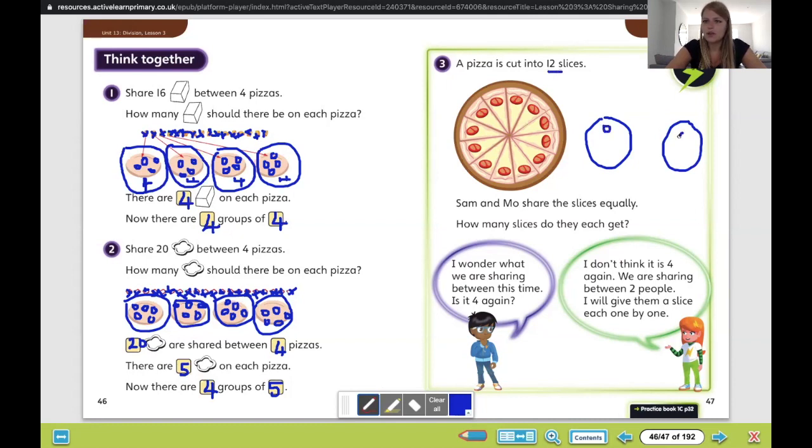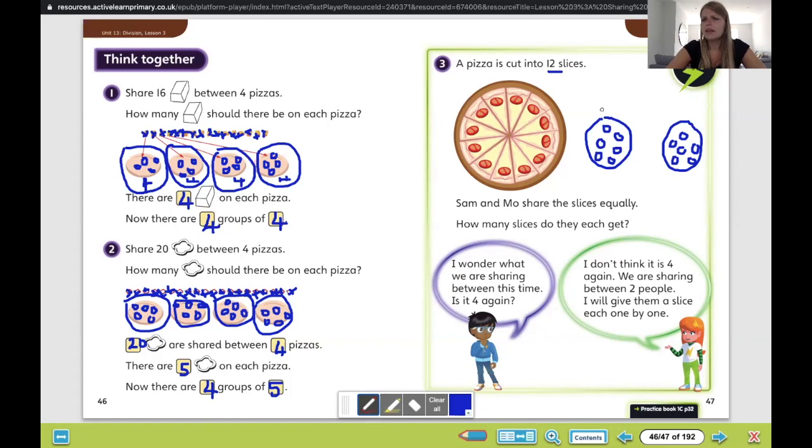1, 2, 3, 4, 5, 6, 7, 8, 9, 10, 11, 12. Now for each slice I've drawn a counter to make it easier.